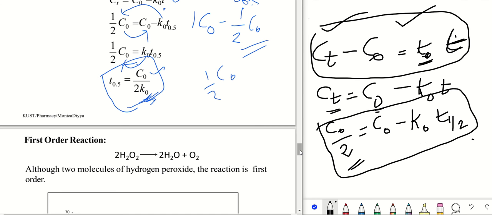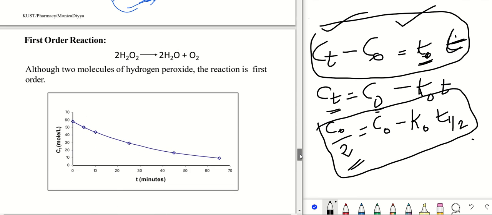In most of the practical problems, you'll be asked like this: calculate the half-life for the following reaction, having the initial concentration of the reactant to be so many moles per liter, and you'll be given the reaction rate constant. In such cases, you need to take down the concentration given and the reaction rate constant given, incorporate those values in this equation, and you will get the half-life of that particular reaction. That is how you will be asked to calculate the half-life.